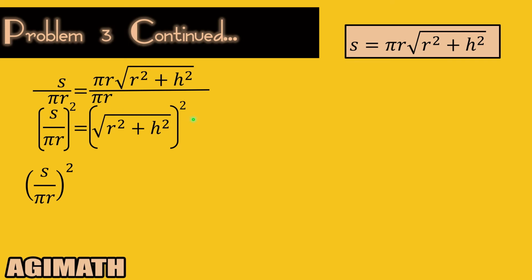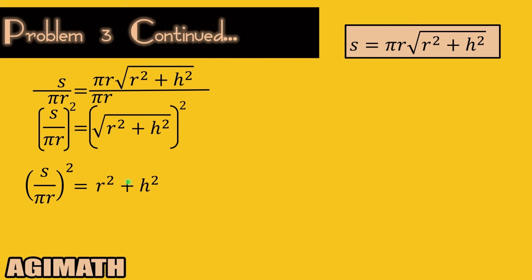Both sides by 2. So what will happen? We will have the square of s over pi r is equal to... So on this side, what will happen? The square and the radical sign will cancel. So what is left is r squared plus h squared.